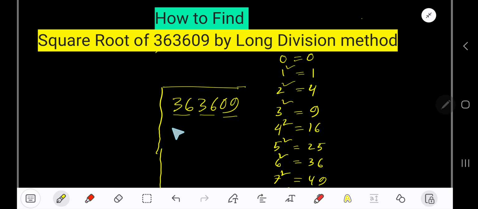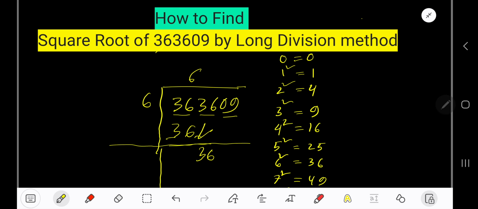Now we'll work on this pair, the third pair from this side. 36. You have to take a number whose square will be equal to 36 or near to 36. So if you take 6, then 6 squared equals 36, which is equal, right? So take 6. Same digit will come to the quotient side also. 6 times 6, 36. Subtract, you are getting 0. Bring down the next pair, 36. 0, 36 means actually 36.